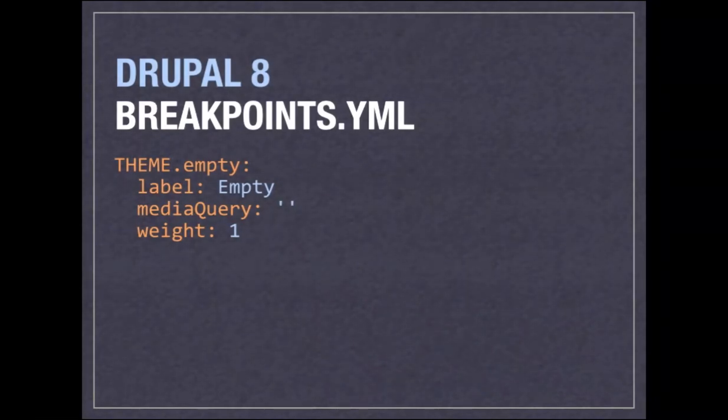It's a way that you can associate one thing with another thing. And so we're just going to have a breakpoints.yaml file in our theme. And whatever our theme name is, .empty, that's our breakpoint. And then we're going to have a label that's empty. And then a media query, which is just 2 quotation marks. That makes it an empty breakpoint, an empty media query. And we're going to have a weight of 1. And that's all we need. And then we've defined our breakpoints in our theme.